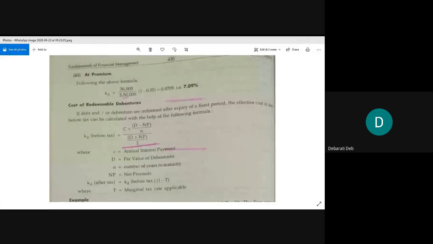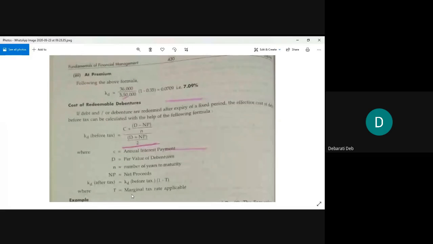All right. So it says that if a debt is getting redeemed after the expiry of a certain fixed period of time, then the effective cost of debt before payment of tax can be calculated with the help of the following formula. What is the formula? Write it in your copy. Give a heading cost of redeemable debentures. Then you write this formula in your copy.